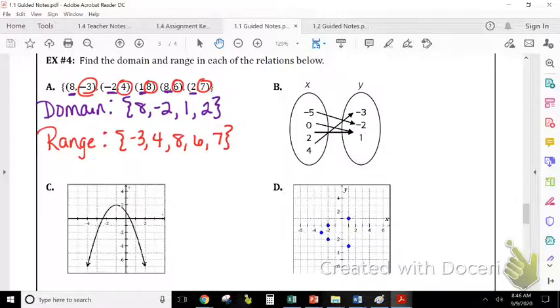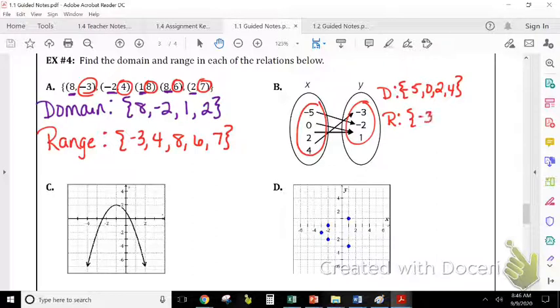On B, same thing, your domain, I'm just going to abbreviate it with a D now here. Your domain is your x values. So look in here and see which x values are used. They're all used. So we have negative 5, 0, 2, and 4. Be careful. Sometimes I'll put extra ones in there, okay? And then your range is the y values that are being used. So we have negative 3, negative 2, and 1.